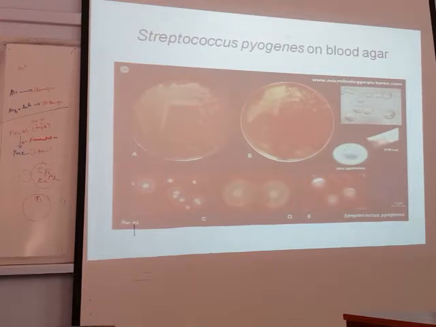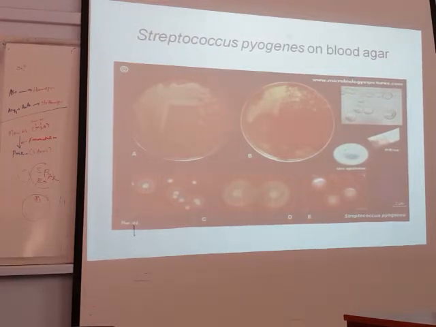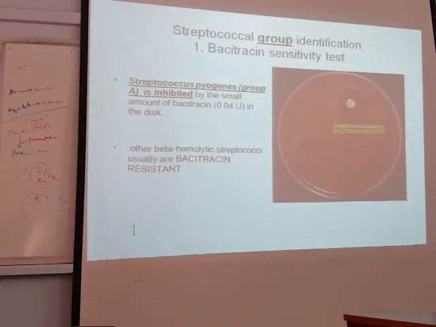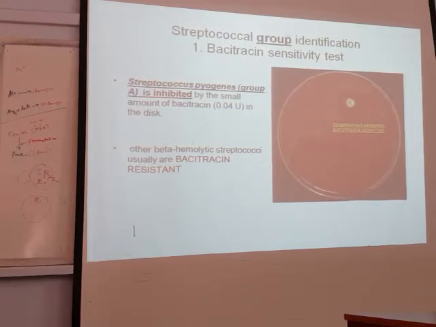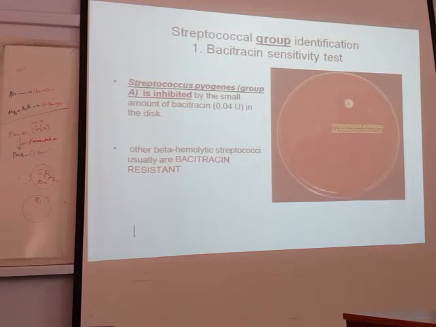Can you just identify each picture, each culture? This is all pyogenes on blood agar, single microbe in various forms. Here you have seen beta hemolysis. You see in picture D complete hemolysis. And this is the bacitracin antibiotic: sensitive, effective. This means this antibiotic is effective against Streptococcus pyogenes.